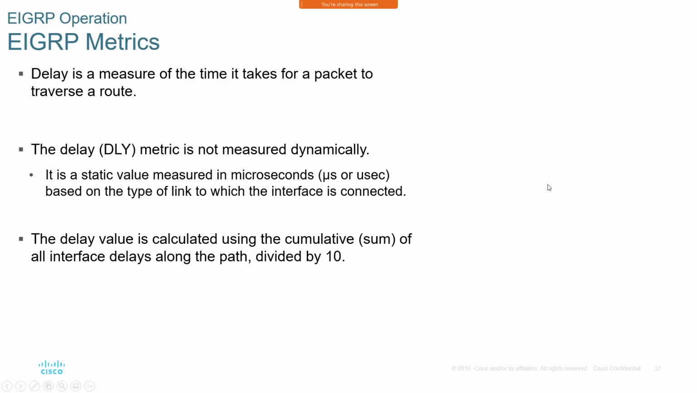Delay is another thing that is considered. The delay is the measure of time it takes for a packet to traverse a route. The delay is a metric that is not measured dynamically. It is basically the amount of time that it takes for a packet to traverse the link, the network. The delay is calculated using the cumulative delay of every single one of the interfaces until we reach the destination route.